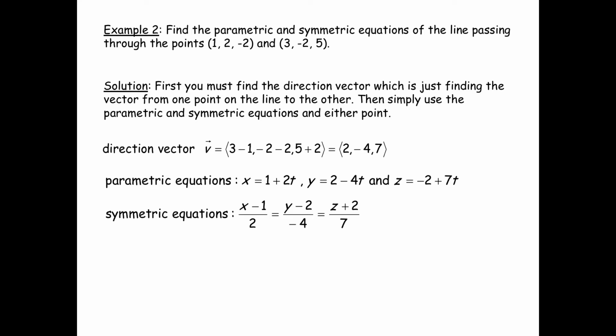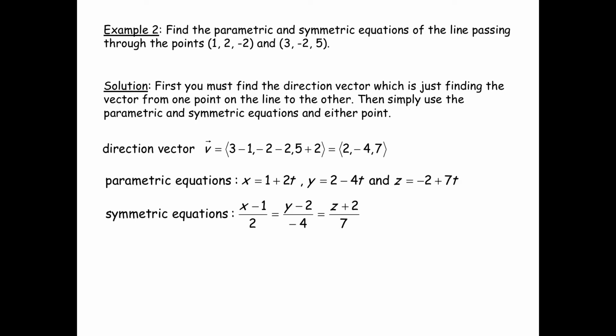Okay. Basically, whichever point you choose is saying that that's the coordinate you would get when t equals 0. But if we choose different t values, we would still get the same coordinates on the line. Excuse me, did I say t equals 1? I meant t equals 0. Okay. So you could also have x equals 3 plus 2t, y equals negative 2 minus 4t, and z equals positive 5 plus 7t. That would also be fine.